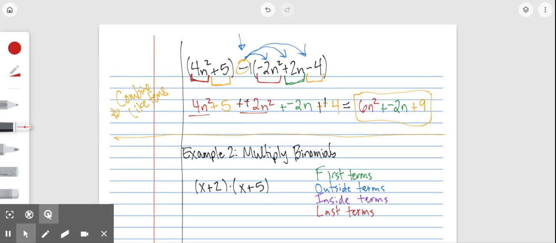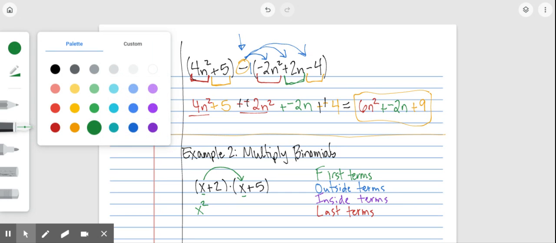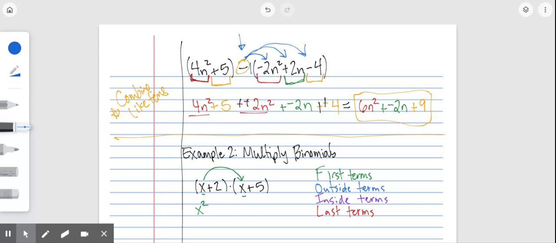multiplying the first terms, the outside terms, the inside terms, and then the last terms. We're going to start by multiplying the first two terms together. These two are the first terms in each binomial. So first terms, x times x is x squared. Then we go to the O in FOIL, which stands for outside terms, the most outside terms. This x is the furthest to the left, and this 5 is the furthest to the right. So we do x times positive 5.